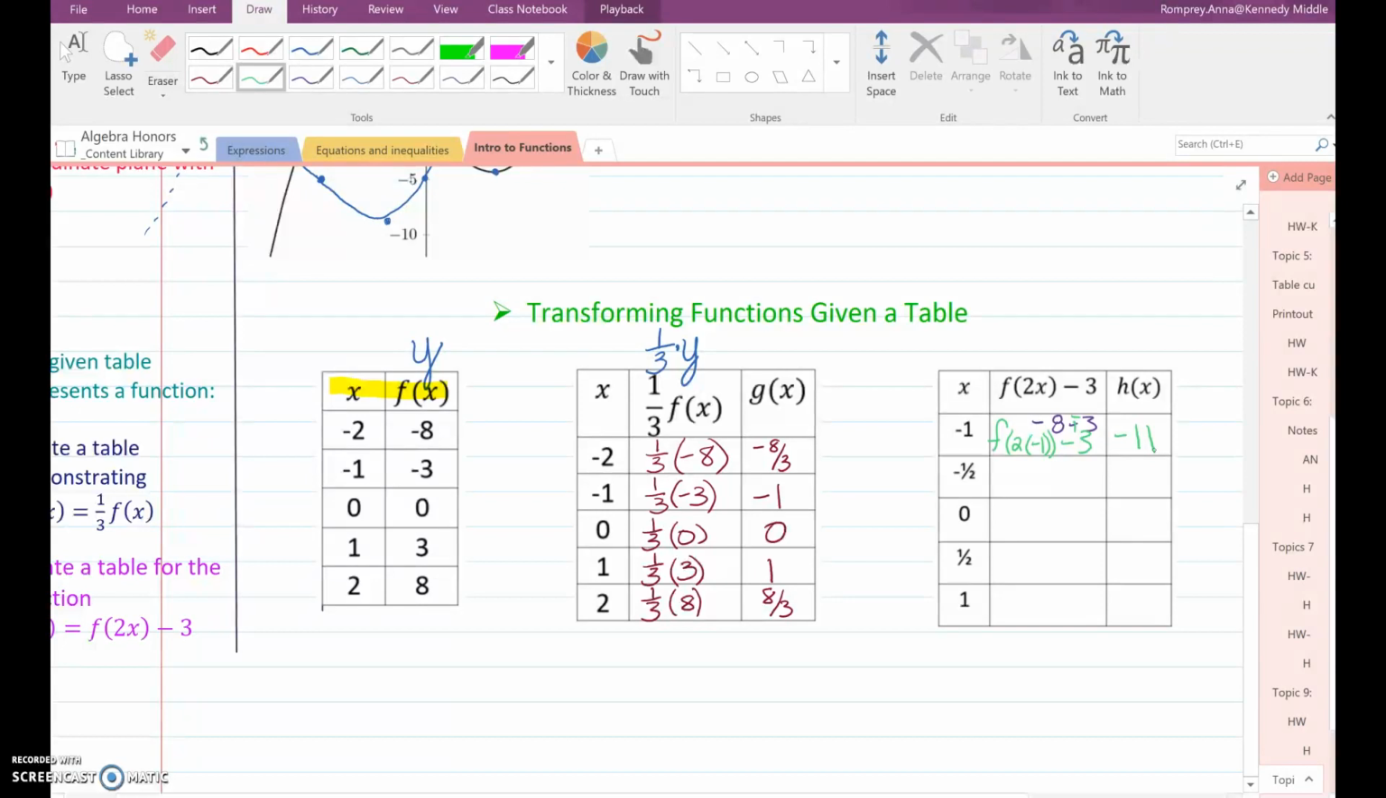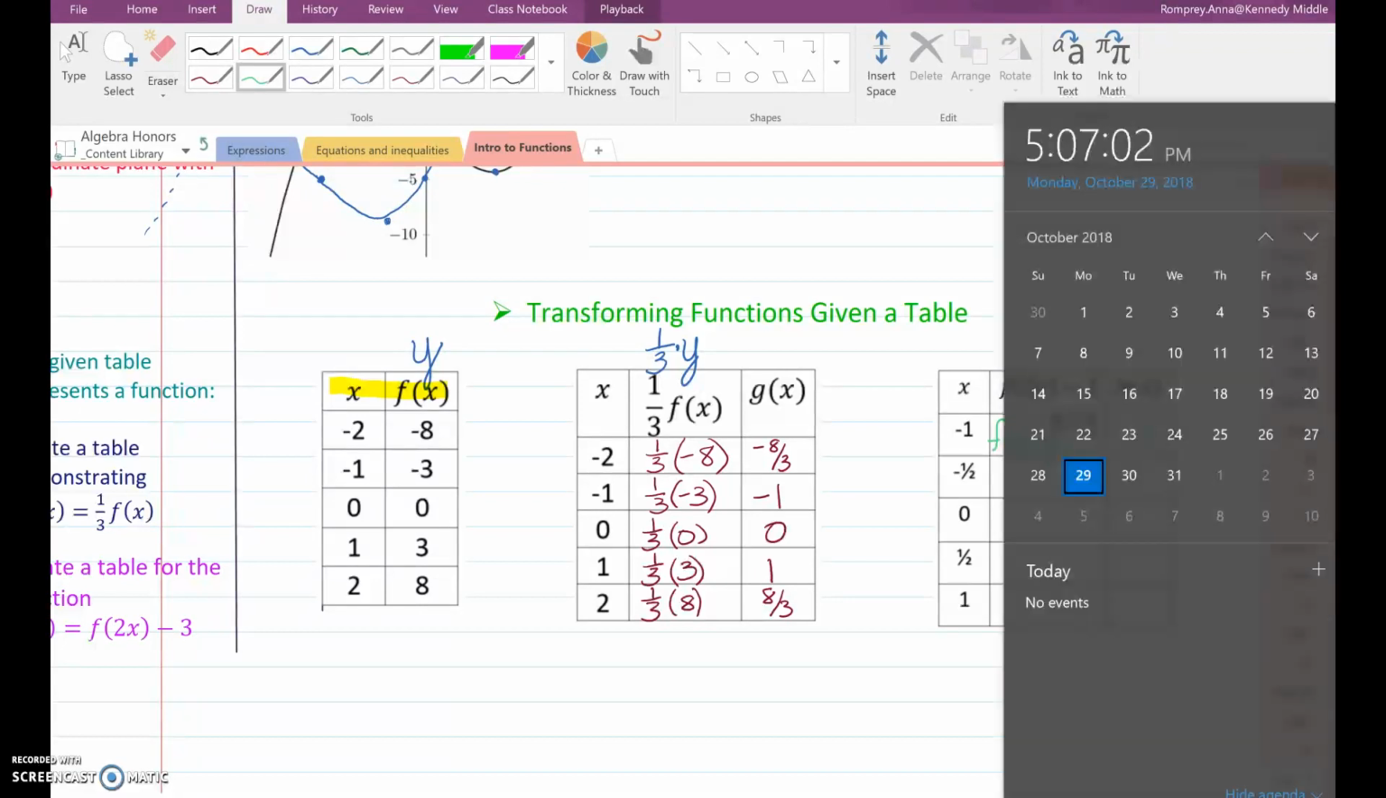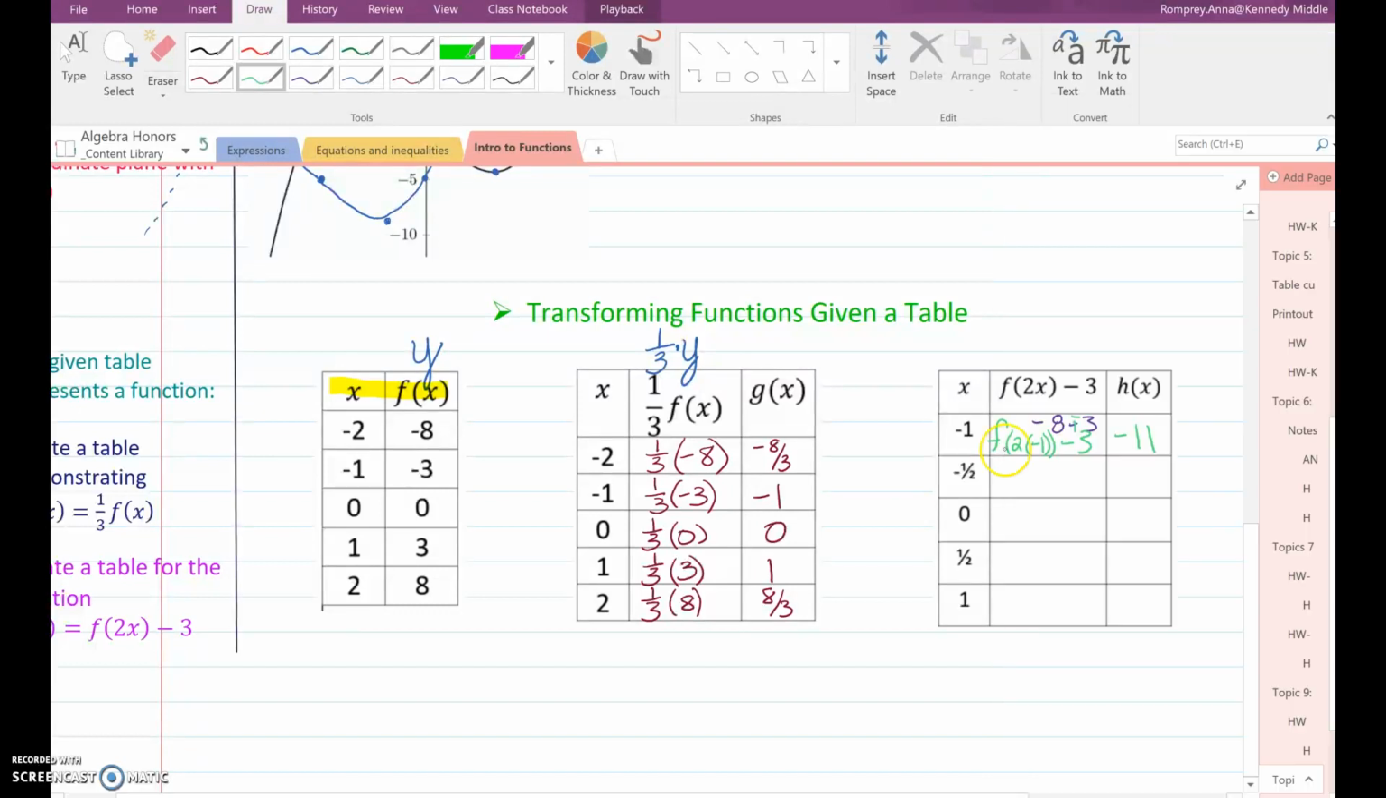Let me go back over that in case I lost you. To me, these are a little bit more confusing. So f of 2 times x, x is -1, so f of -2, we have to go back to the original function. F of -2 is -8, so then I just plug in -8 minus 3, and I get -11.